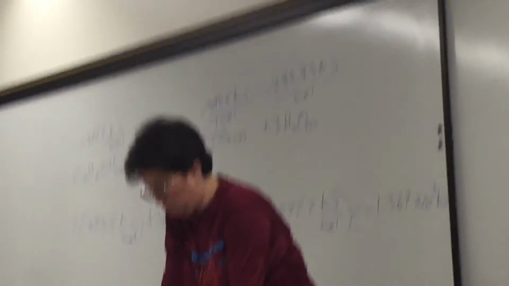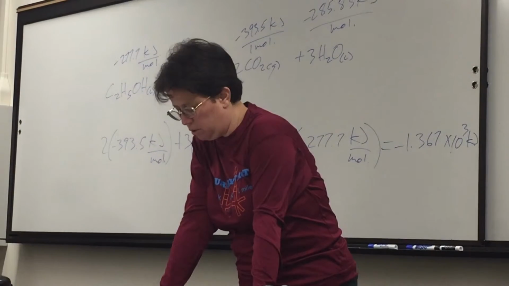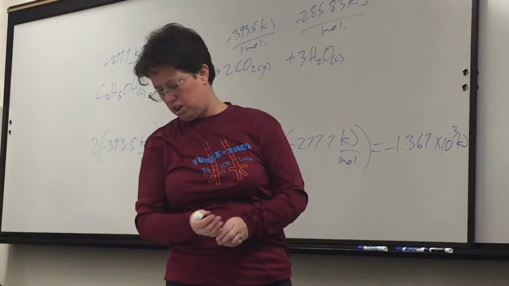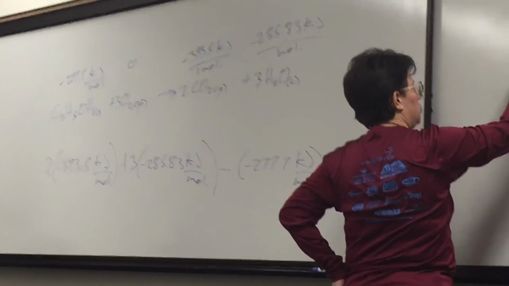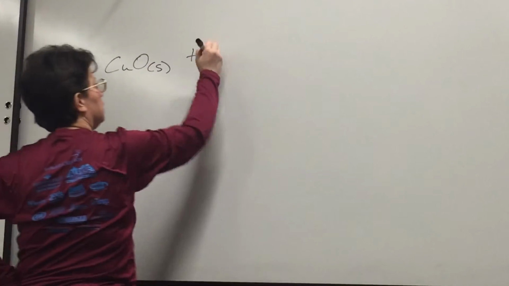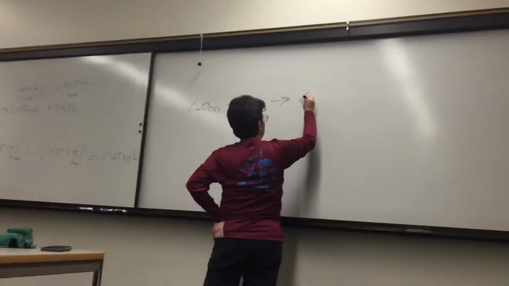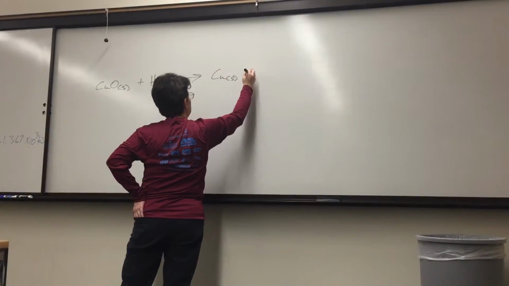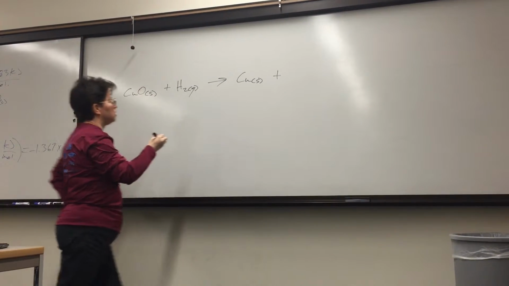Change, use the standard enthalpies of formation in table 5.3 to calculate the standard enthalpy of formation of copper oxide. Okay, so we have copper oxide as a solid plus hydrogen gas goes to copper as a solid plus water as a liquid.